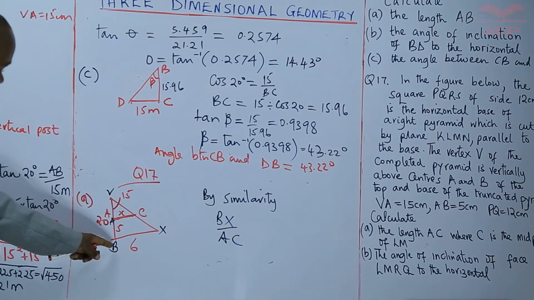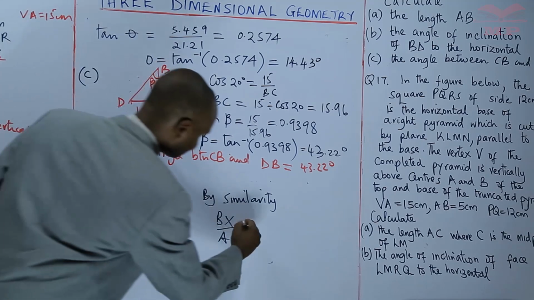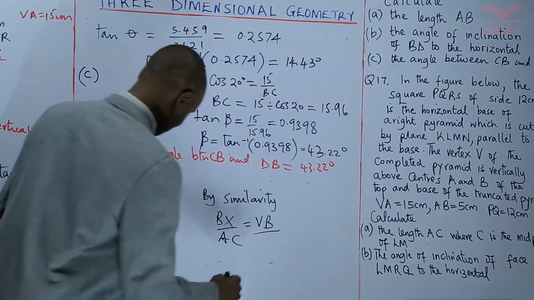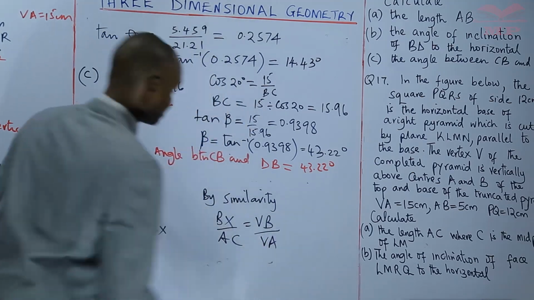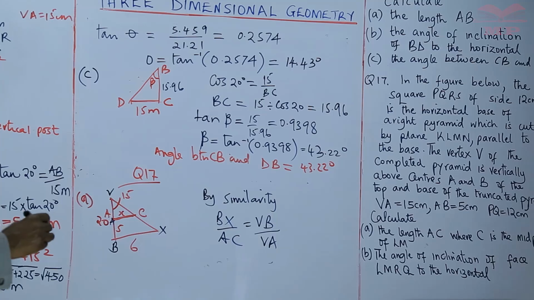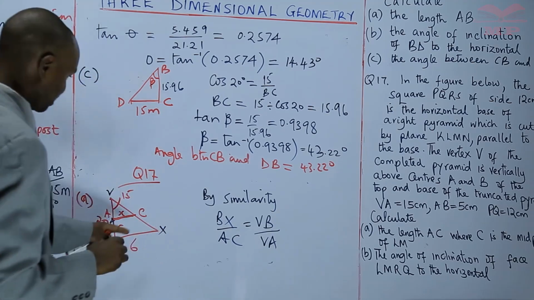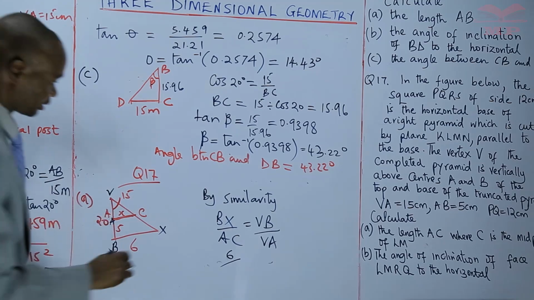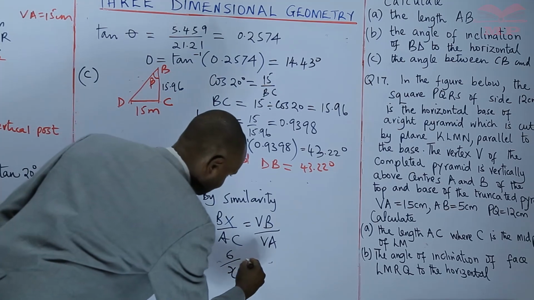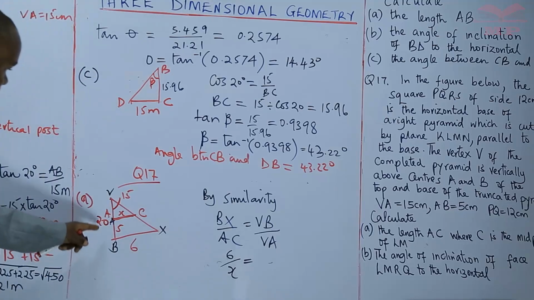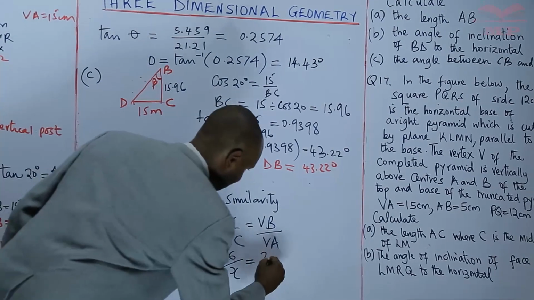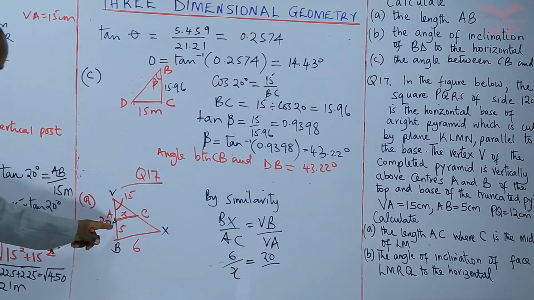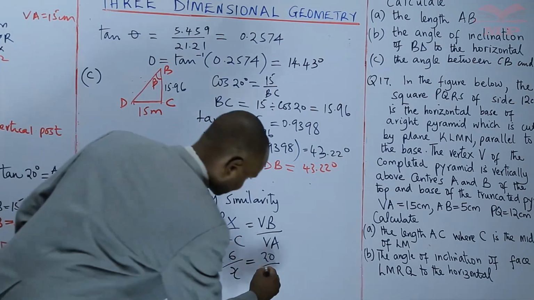It's the same as taking VB divide by VA. And in fact, those ones are given. VB is 20, so BX is 6. AC is not known, it is X. Should give me VB, which is 20. VA, it is 15.